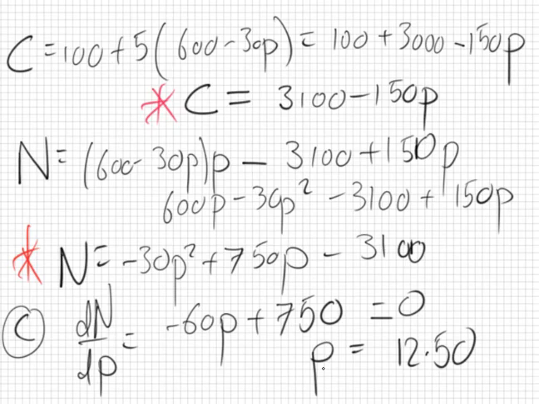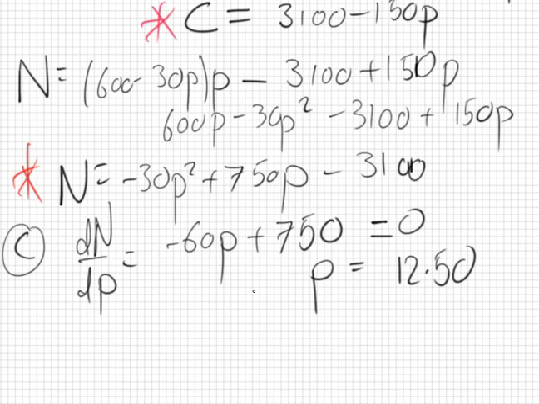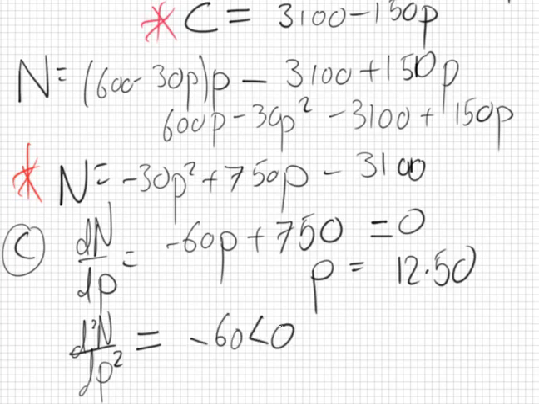No negatives. And then the second derivative. A negative price would be a big problem. That means you're paying people to take your DVD. So your shop is in big trouble. Second derivative is minus 60, which is less than 0, which makes it a maximum.